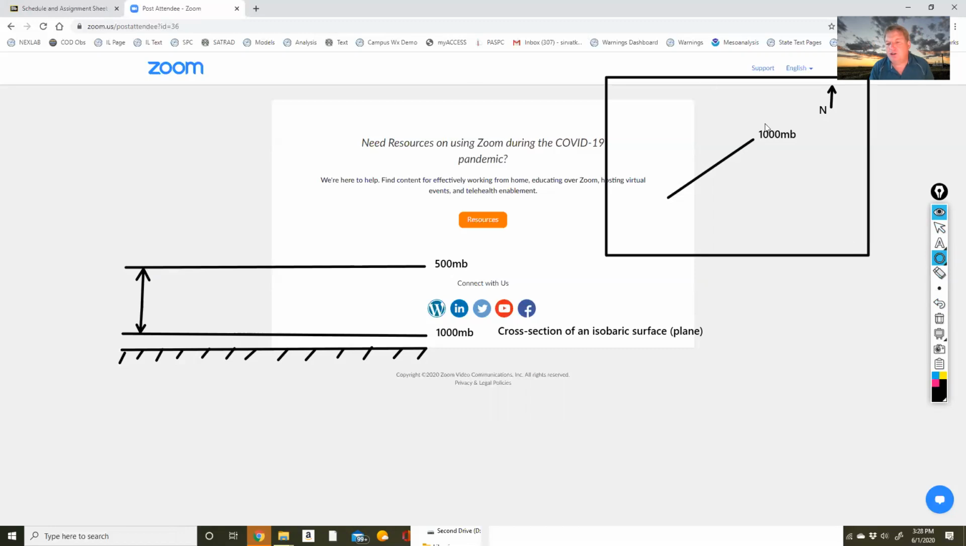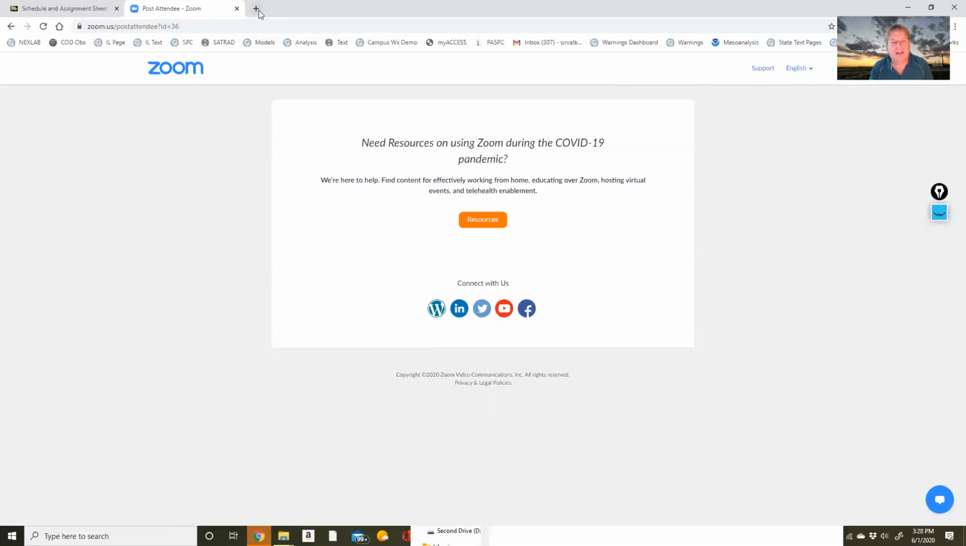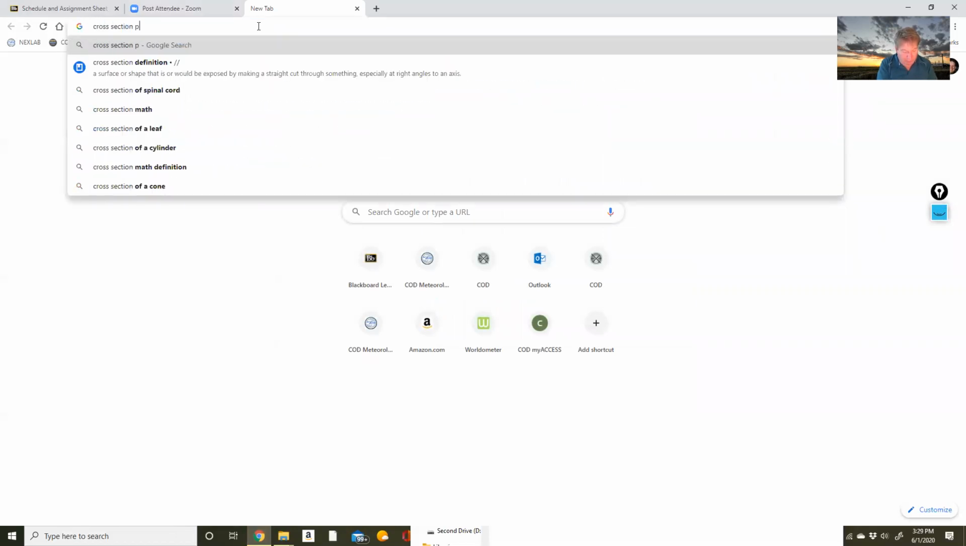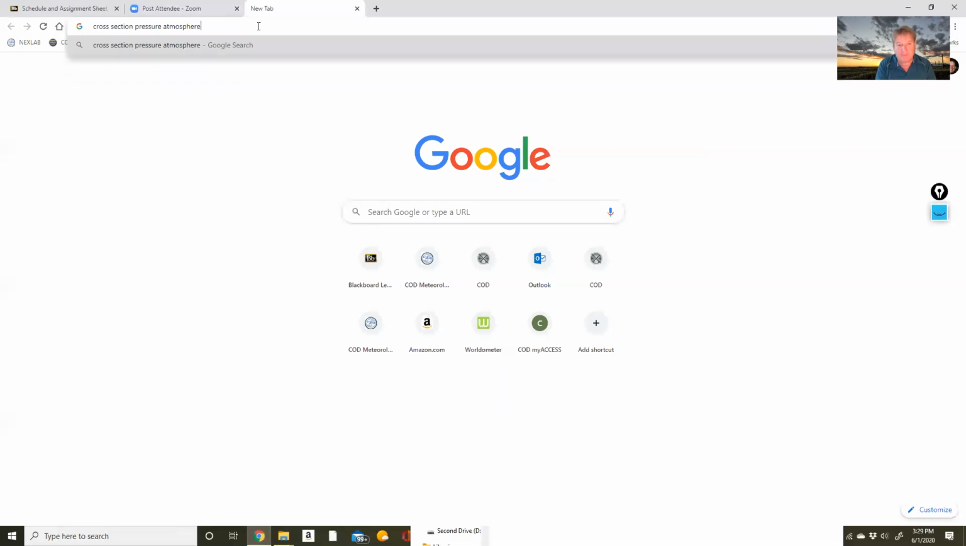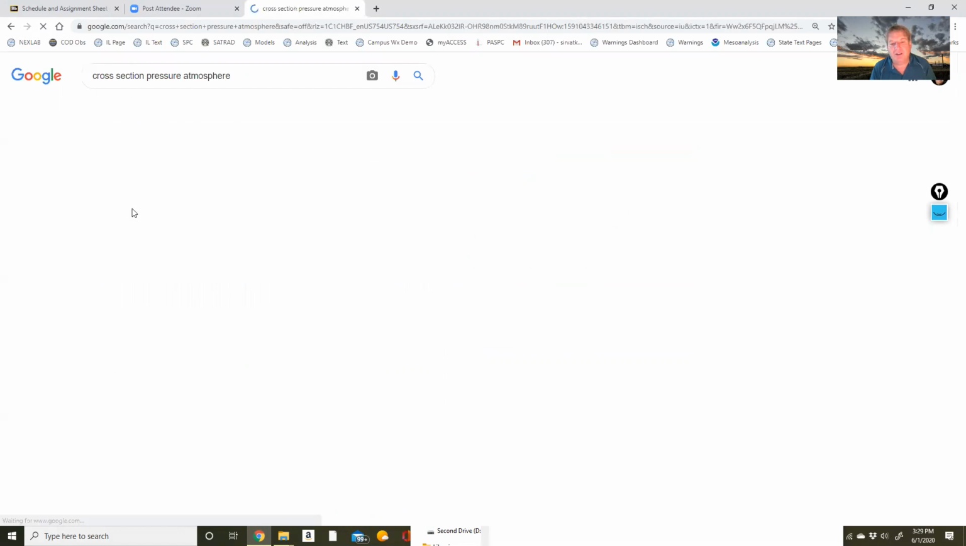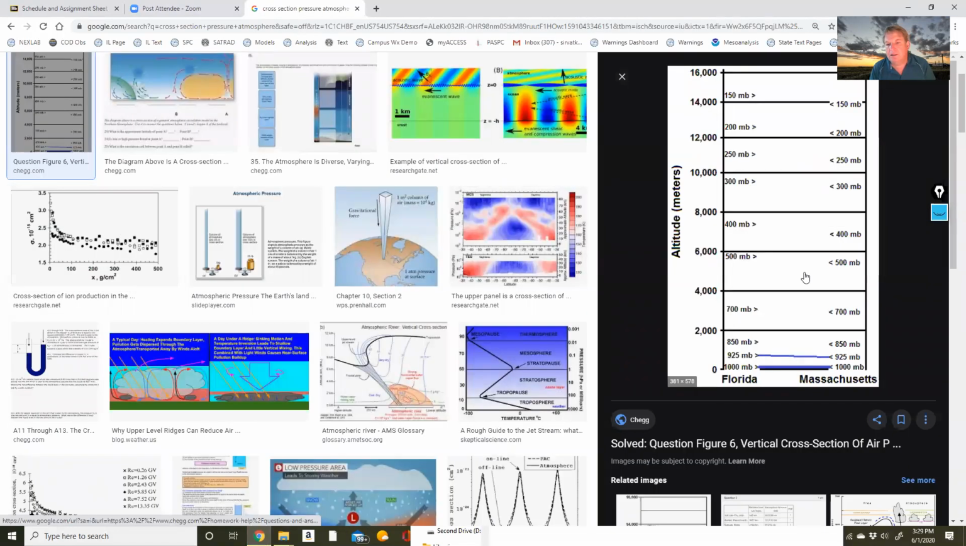Now, if I want to show you something over here, I'm going to hide this just for a second. I'm going to open a new window and search cross-section pressure atmosphere. I can look at an image, and I think this one works for me. Okay, notice that down here it's 1,000 millibars. Up here it's 500 millibars, and they're saying that's about 6,000 meters. That's kind of interesting, but notice that for every 2,000 meters, I'm going down by more pressure.